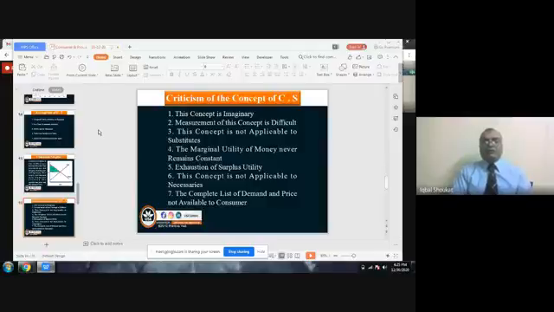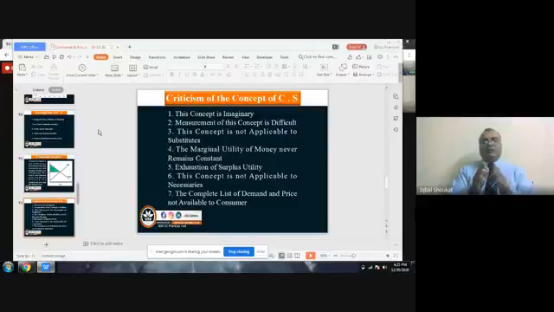The measurement of this concept is difficult. It isn't an easy task because demand and the prices of the products are not available in list form. You can't imagine or calculate the consumer surplus from one product to the other. There are multiple products, multiple items, but it is difficult to calculate.